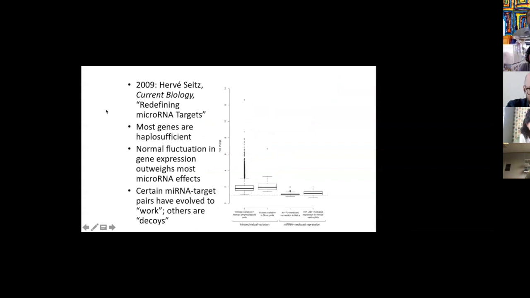And Hervé cites, I'm not sure many of you probably know him, but he wrote this really nice piece back in 2009 called Redefining microRNA Targets. In this piece, he made the case that most genes that we have are haplo-sufficient. That means we can get by with one copy. And actually the microRNA effects in the cell are going to be outweighed by the effects of normal fluctuations in gene expression. So you have these very minute effects of microRNAs in the cell, and you have to have quite a few microRNAs around.